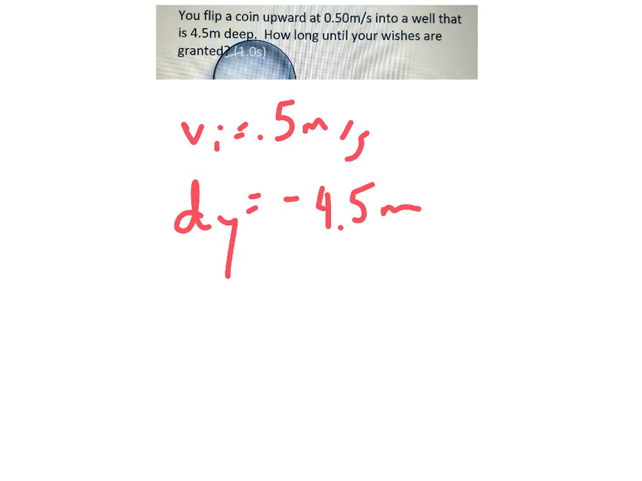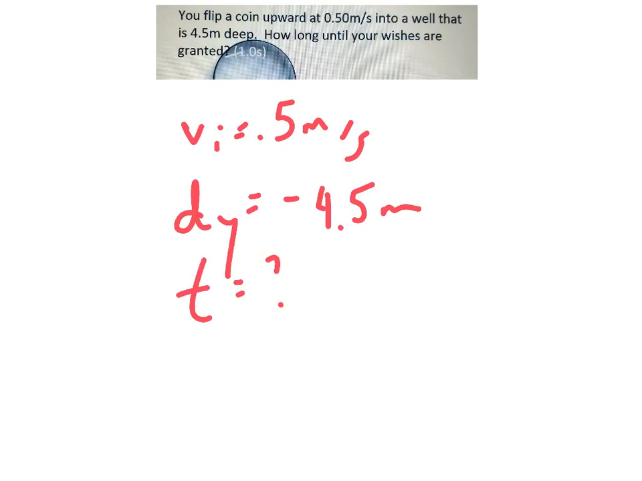So in this last one, you're going to flip a coin upward at 0.5 meters per second. So there's your Vi, 0.5 meters per second. It's upward, so it's positive, into a 4.5 meter deep well. So that's a downward displacement. I'm throwing in the subscript again, but you do not have to at this point. It's down, so I'm going to make it negative. How long? That's t again, until your wishes are granted.